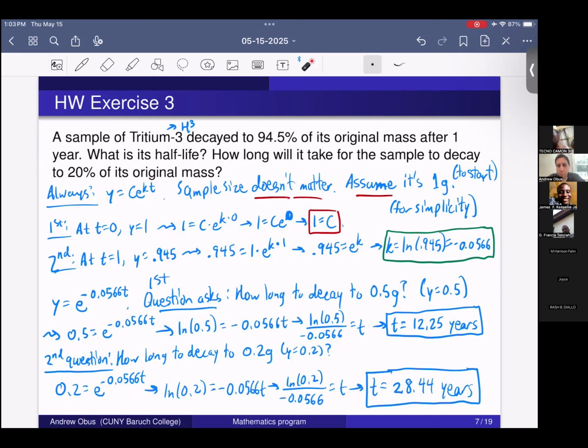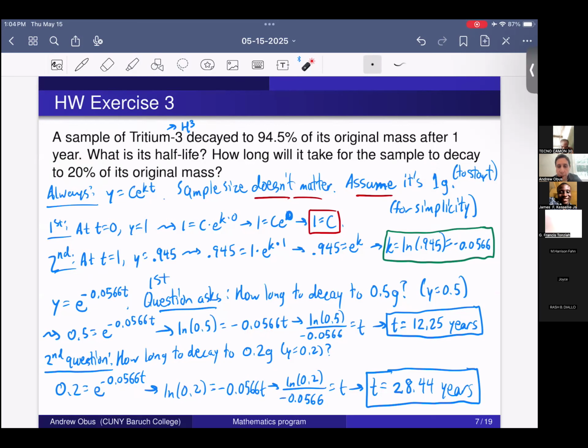Well, let me take the question in the chat. 0.2 is not the change in time. 0.2 is just 20% of 1 gram. So we're just saying 0.2 is here because we want to know how long it takes for the sample to decay to 0.2 grams. That's what the question is asking. 20% means 0.2 grams, if we assume that we started with 1 gram.